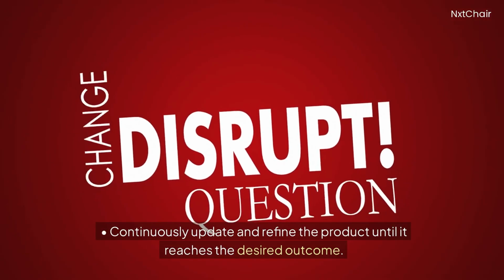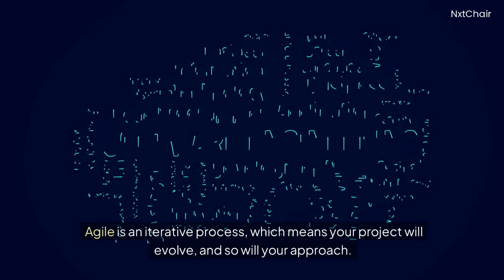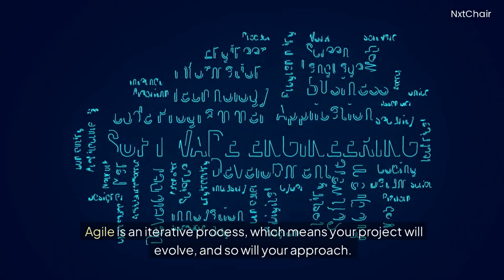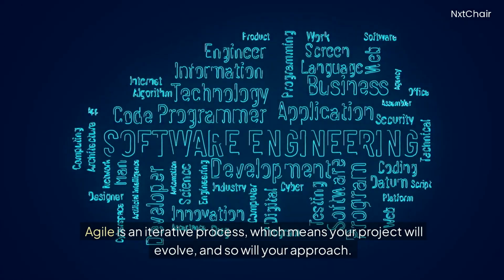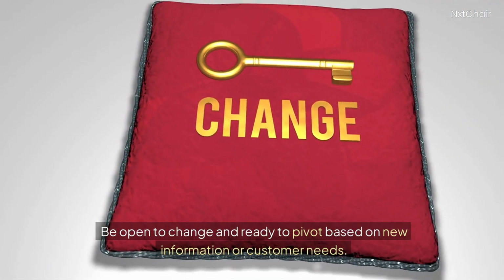Continuously update and refine the product until it reaches the desired outcome. Agile is an iterative process, which means your project will evolve, and so will your approach. Be open to change and ready to pivot based on new information or customer needs.